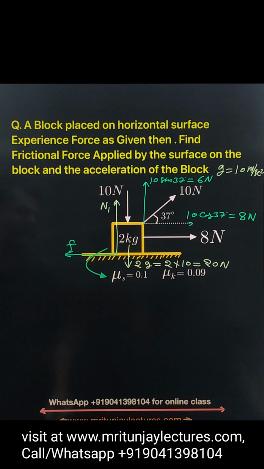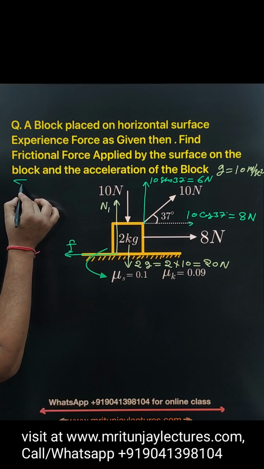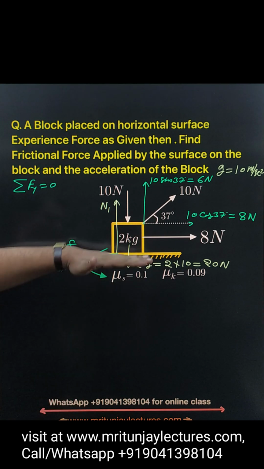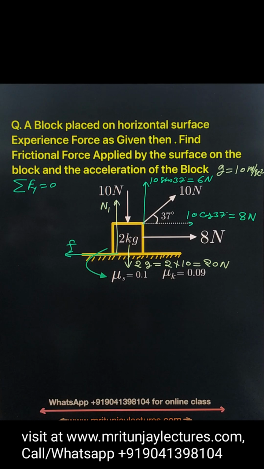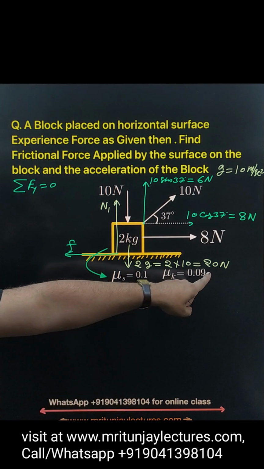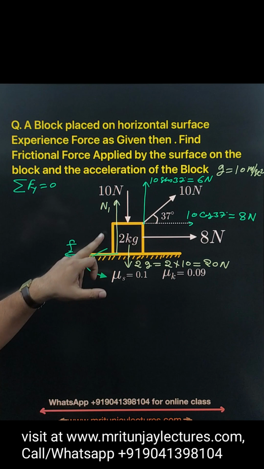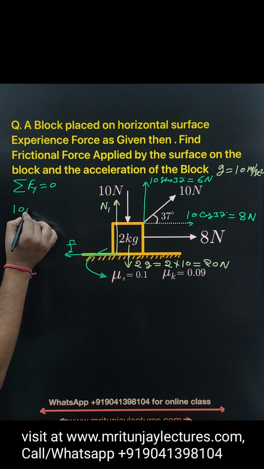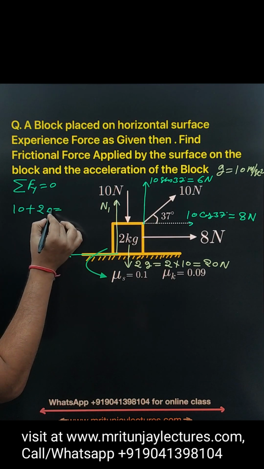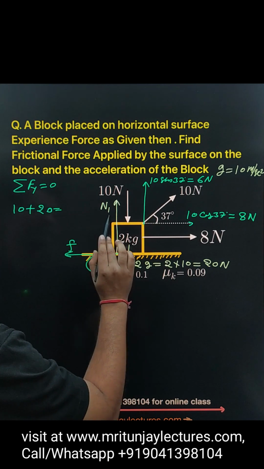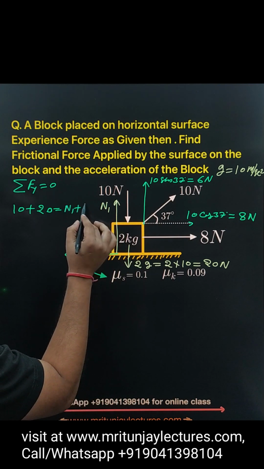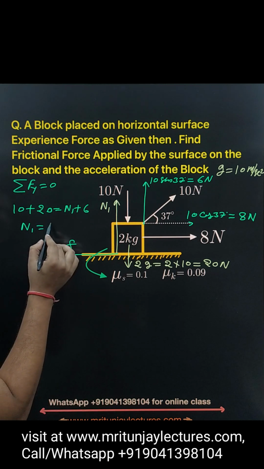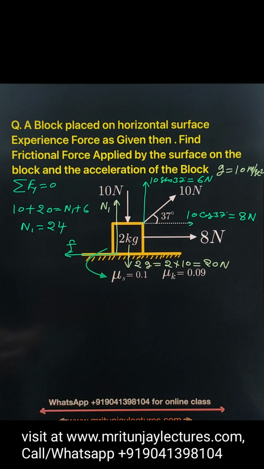Okay, now next, the net force in the y direction is 0. Why? Because this block is not moving in the y direction. So 20 in the vertical downward direction, 10 plus 20, is equal to the upward force N1 plus 6. So N1 is how much? 30 minus 6, that is 24 Newton. N1 is 24 Newton.